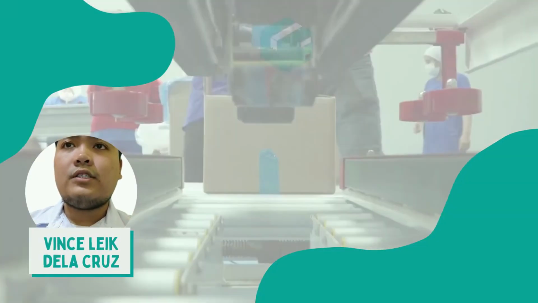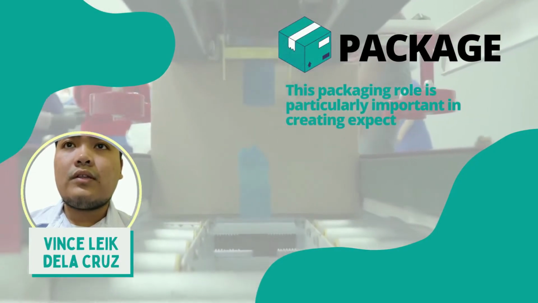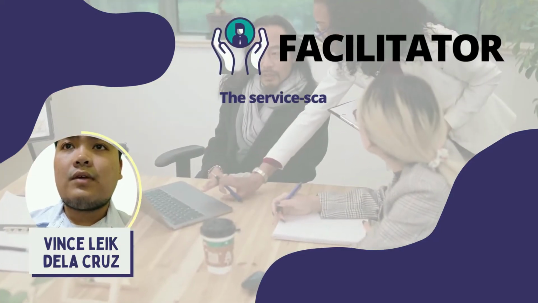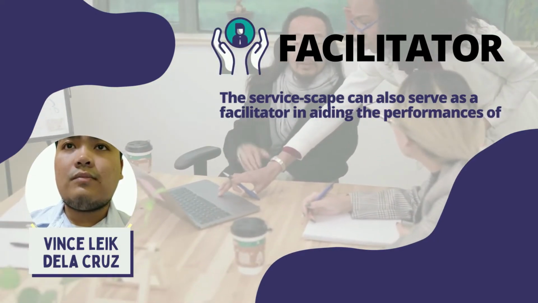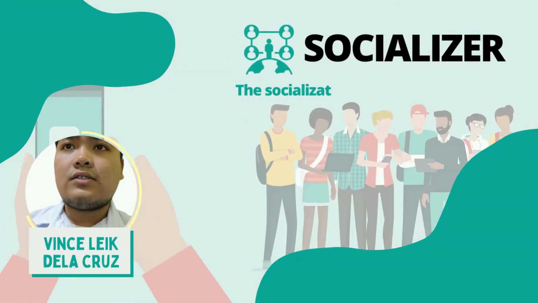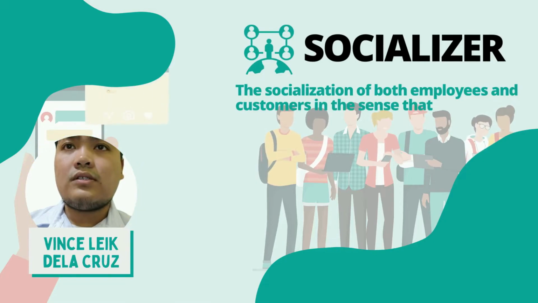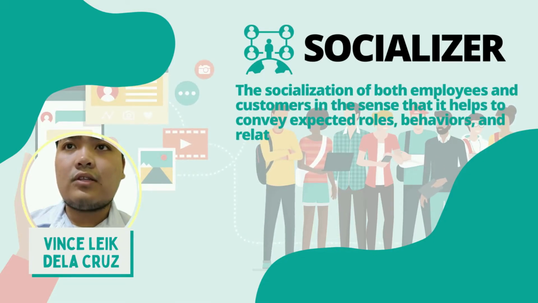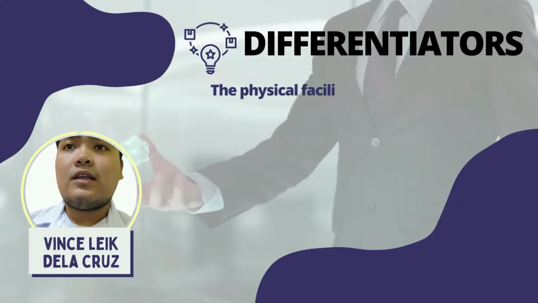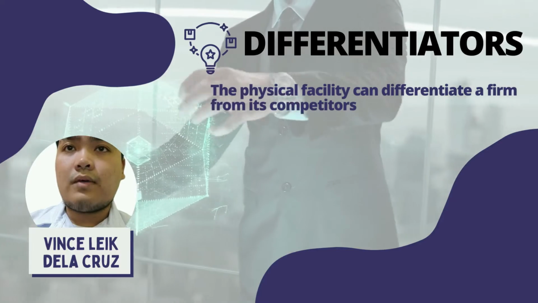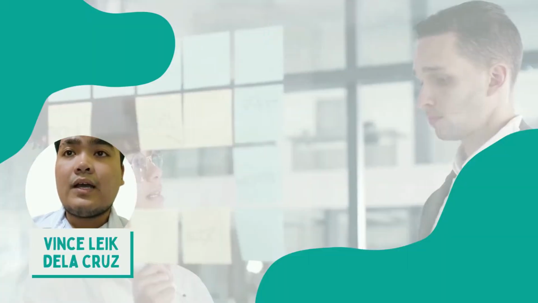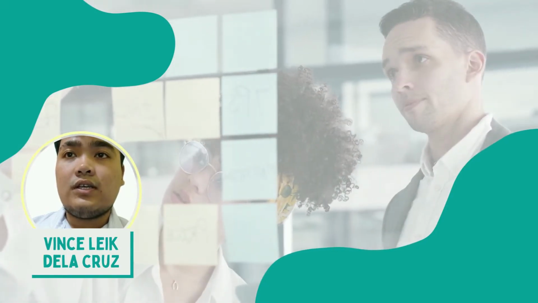Servicescape roles. Package: this packaging role is particularly important in creating expectations for new customers. Facilitator: the Servicescape can also serve as a facilitator in aiding the performance of persons in the environment. Socializer: the socialization of both employees and customers, in the sense that it helps to convey expected roles, behaviors, and relationships. Differentiator: the physical facility can differentiate a firm from its competitors and signal the market segment the service is intended for.